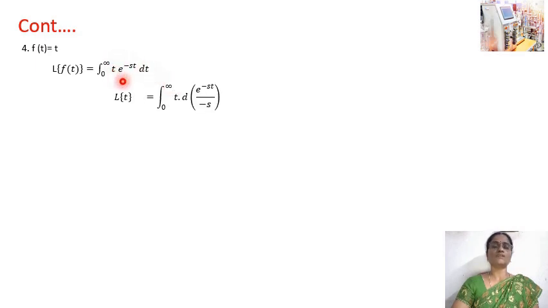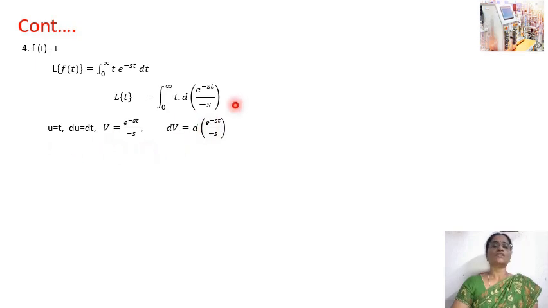Now go to another function. Take the function f of t is t. In the Laplace definition, just substitute f of t is t. But this integration is not that easy. It's not a normal integration. You can integrate it only by the integral u dv formula. The given expression can be converted into u dv format, and this comes only by experience.